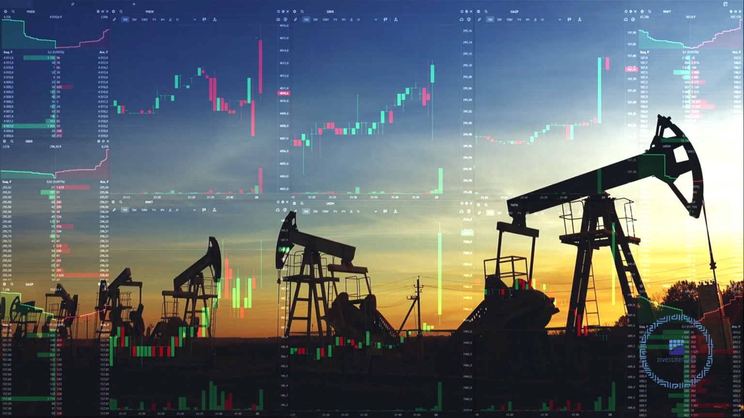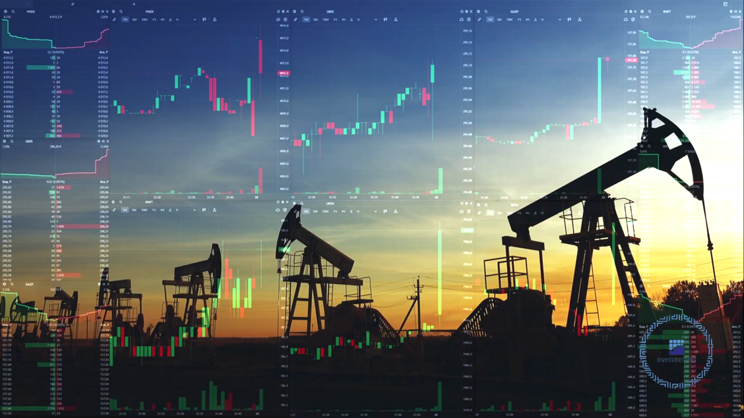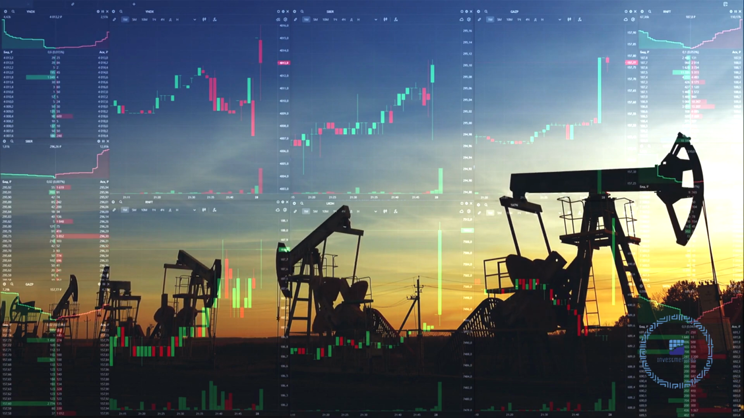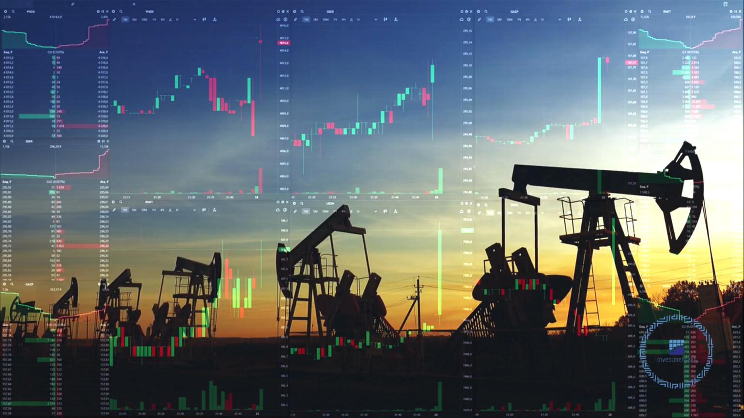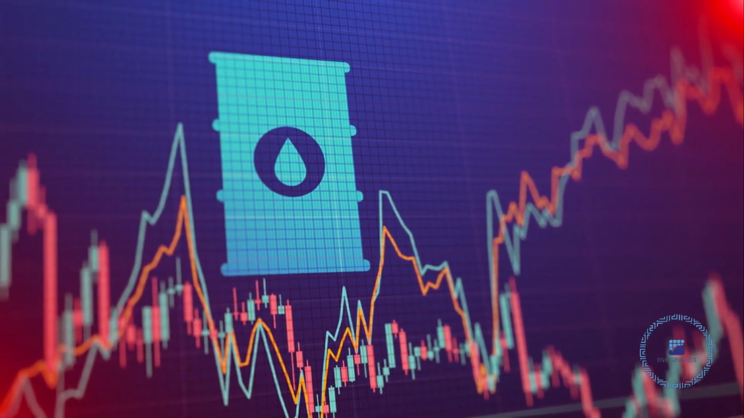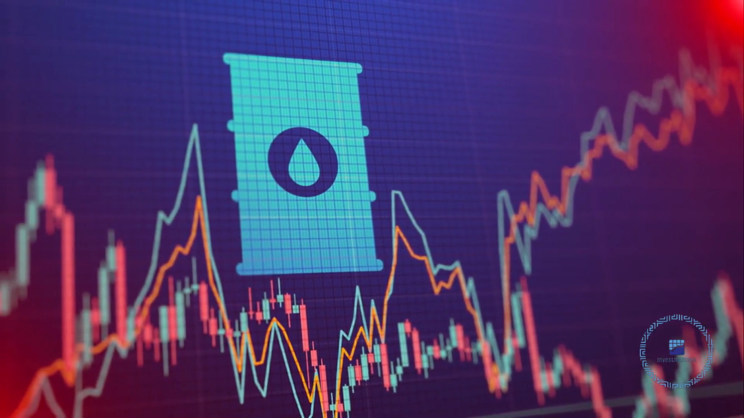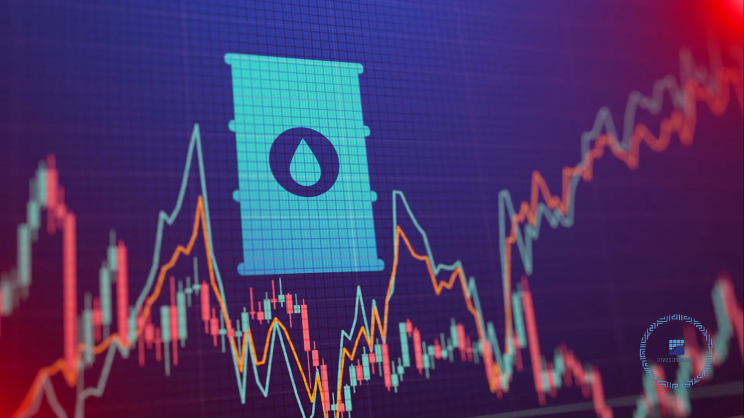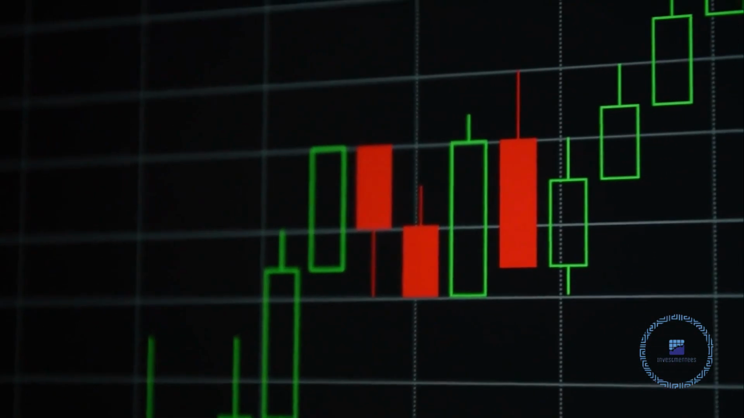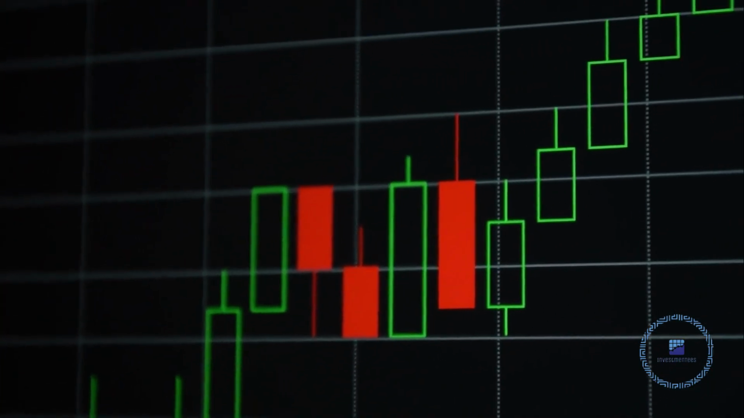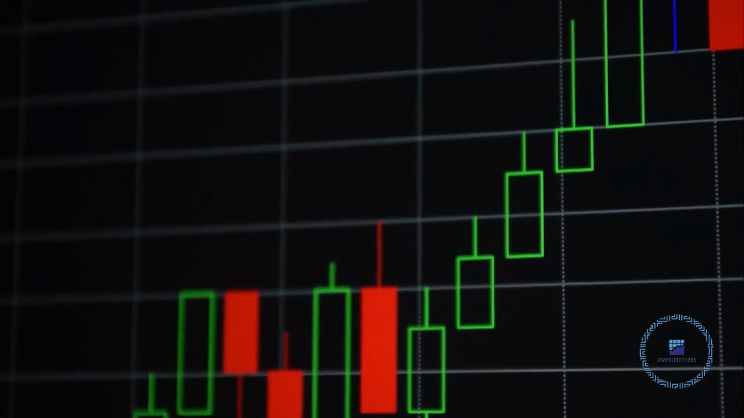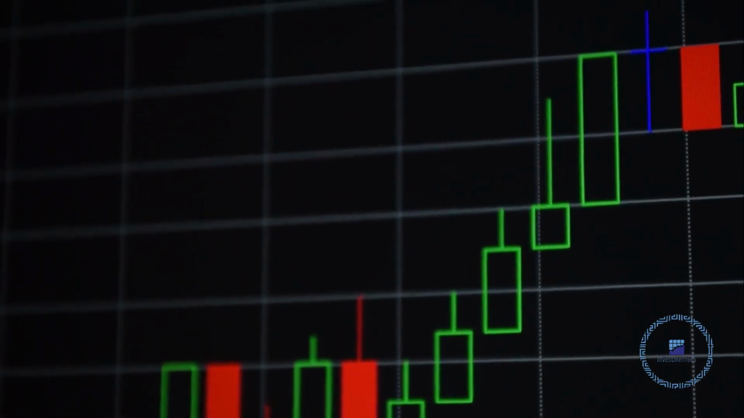Energy futures: crude oil and natural gas. Energy futures are highly volatile and respond to geopolitical events, supply reports, and economic indicators. Crude oil contracts represent 1,000 barrels, while natural gas contracts typically represent 10,000 British thermal units. Tick sizes vary by contract. For crude oil, 1 cent per barrel equals $10, while for natural gas, 0.001 ticks equals $10.